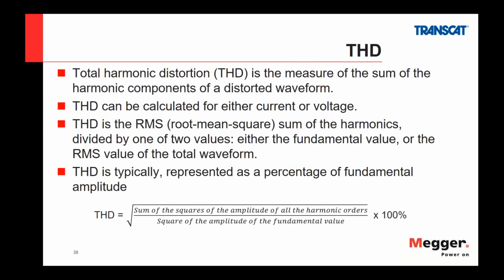So THD, or total harmonic distortion, is the measure of the sum of the harmonic components of the distorted waveform. It can be calculated for either current or voltage, and is the root mean square sum of the harmonics divided by one of two values, either the fundamental value or the RMS value of the total waveform. That value is typically expressed as a percentage.